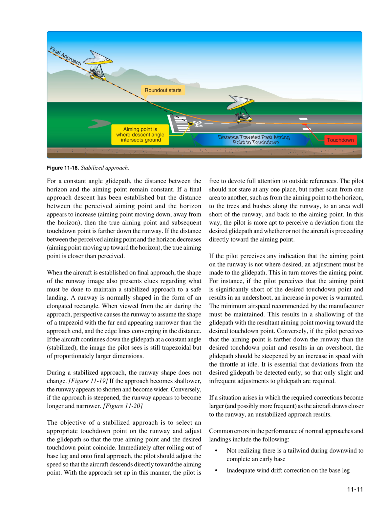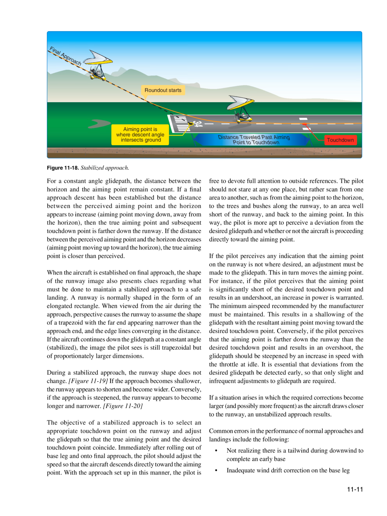For a constant angle glide path, the distance between the horizon and the aiming point remains constant. If a final approach descent has been established but the distance between the perceived aiming point and the horizon appears to increase, aiming point moving down, away from the horizon, then the true aiming point and subsequent touchdown point is farther down the runway. If the distance between the perceived aiming point and the horizon decreases, aiming point moving up toward the horizon, the true aiming point is closer than perceived.